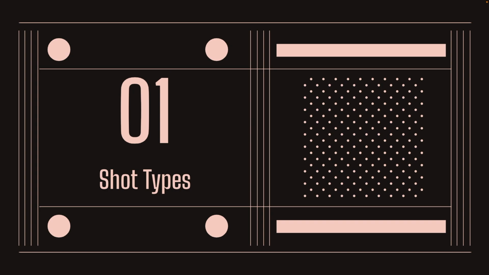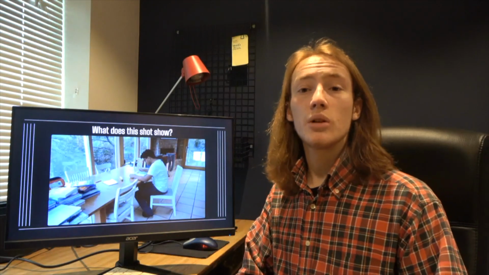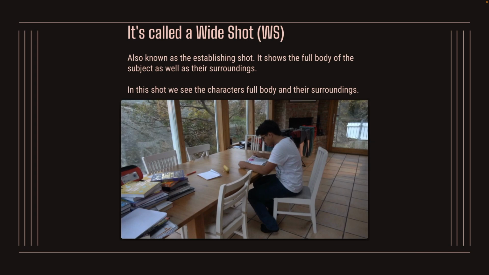The first section that we'll talk about is shot types, the different types of shots, and how we use them. First of all, what does this shot show? Just have a look at it, see what's in the shot, the composition of the shot, all that. Now, if you don't know the name of this shot, it is called a wide shot, also known as the establishing shot. It shows the full body of the subject as well as their surroundings. In this shot, we can see the character's full body and their surroundings.